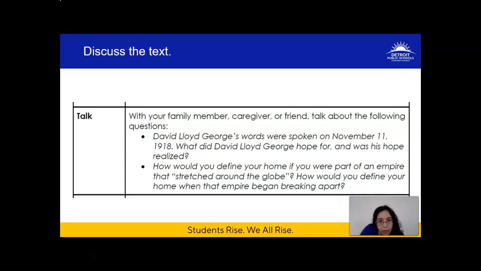Then talk about how you might define your home if you were part of an empire that stretched around the globe. How would you define your home when that empire began breaking apart? There's no right or wrong answer here, but it might spur some interesting conversation about what home meant to people living in Britain at different points in time: when they were building a large empire, when they had a large empire that stretched around the globe, and then afterwards when the empire started to break apart.